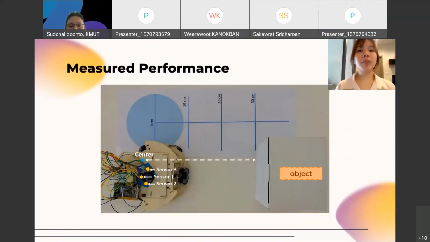To test the performance of the double layer design, experiments are conducted. The partial double layer design is installed on top of an omnidirectional robot. For the experiment, the object is placed in front of the robot, and the robot is programmed to move and stop moving when it detects the object at distances of 15, 20, 25, and 30 centimeters.